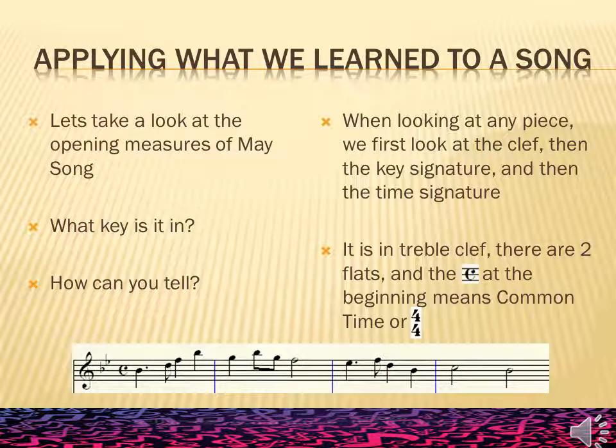Applying what we learned to a song. Let's take a look at the opening measures of May's song. What key is it in? How can you tell? When looking at any piece, we first look at the clef, then the key signature, and then the time signature. It is in treble clef. There are 2 flats, B flat and E flat, and the C at the beginning means common time, or 4/4.